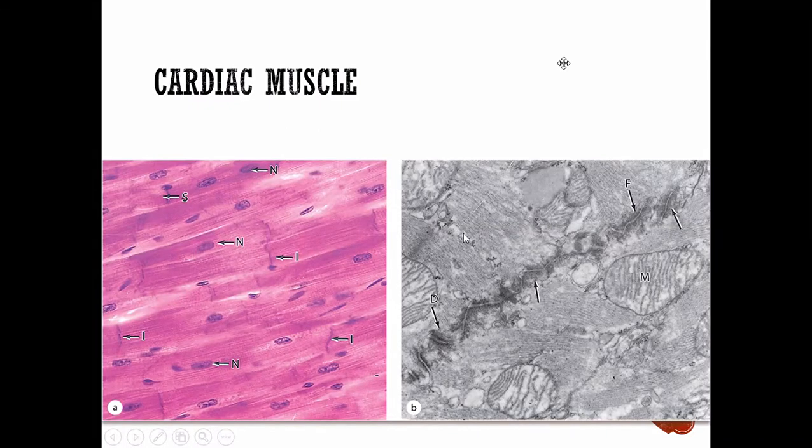This one here is your desmosome. This is an example of a junction. We will talk about it later on. Okay, this is your myocardium.